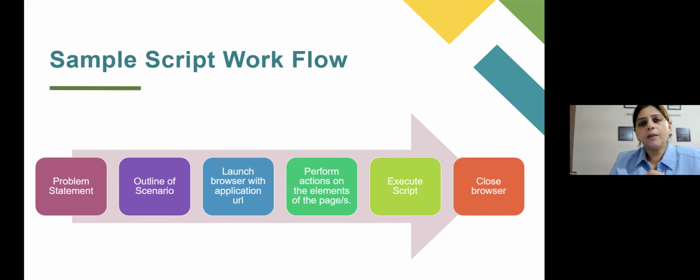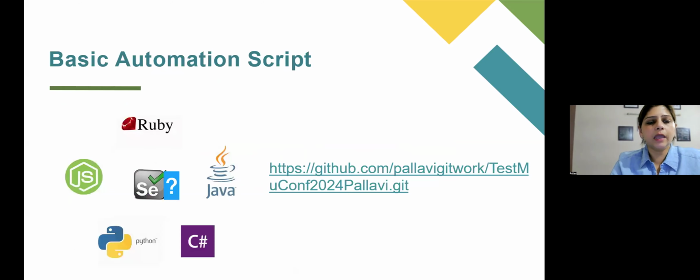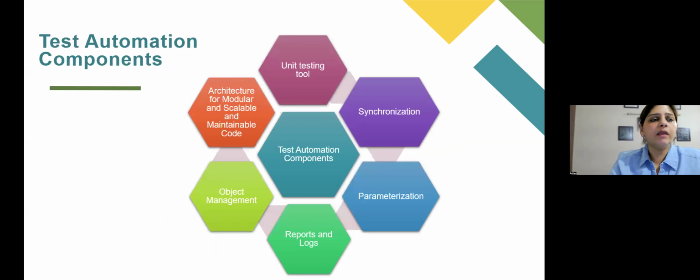So what are the steps which we are going to do? We want to launch the demo site on Firefox browser. We want to click on the My Account link and we want to verify that the click has happened, and we close the browser. That's it. That's our problem statement. And with this, we basically will be looking at this very small script.